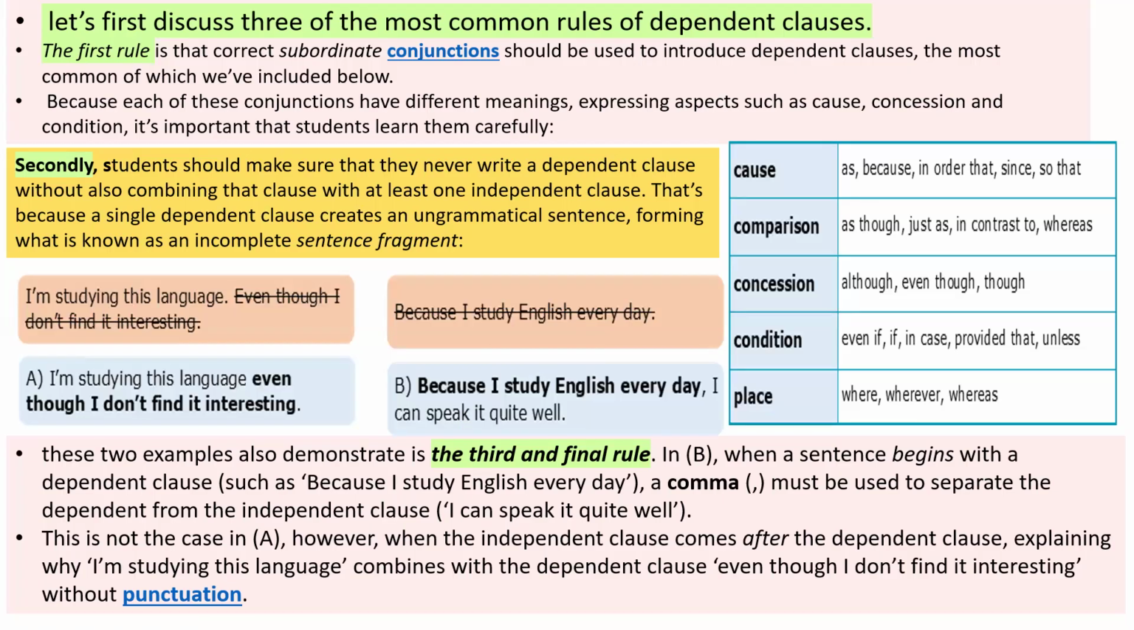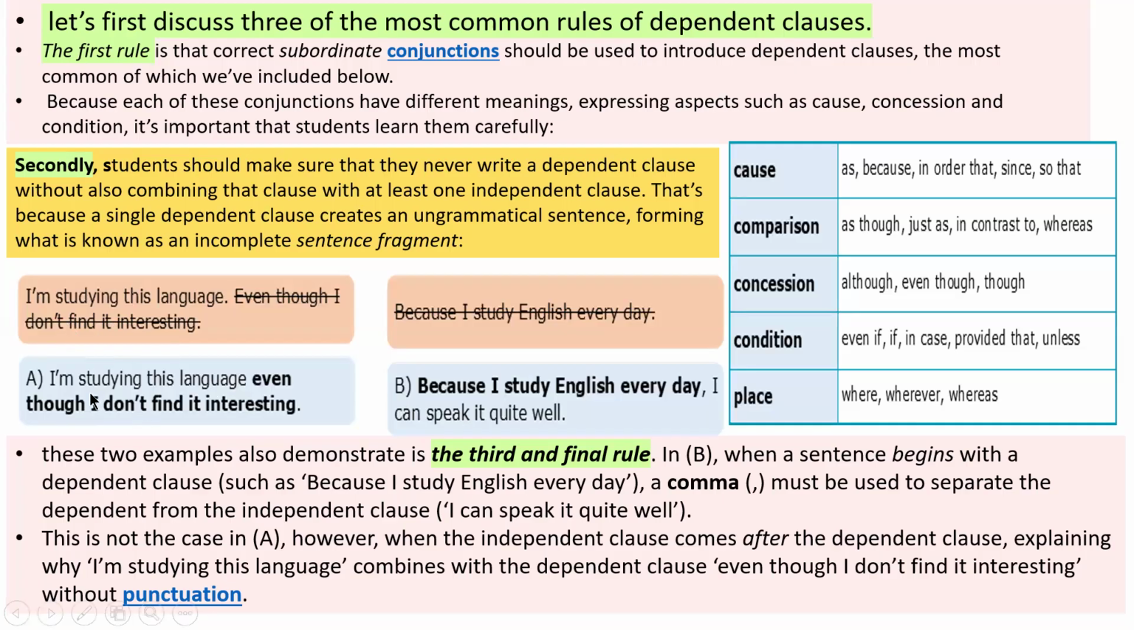This is what we have to use. So look at the example. Because I study English every day, comma, I can speak it quite well. So in this case, when the sentence starts with because or any subordinating conjunction, after completing the dependent clause, we have to use a comma. This is the third most important rule.